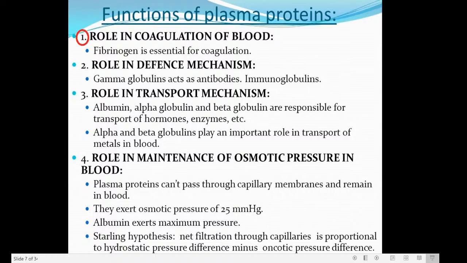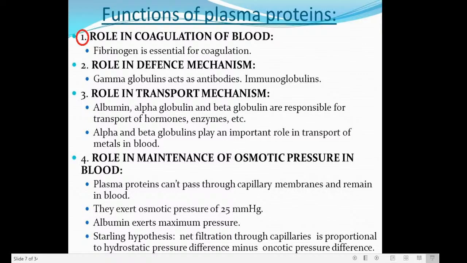Then the role of defense mechanism, this is the gamma globulin, which acts as antibody or immunoglobulin. And the role of transport mechanism, that is albumin. Alpha and beta globulin play an important role in the transport of blood. Then maintenance of osmotic pressure in the blood is a very important thing. In this osmotic pressure, we need to maintain 25 mmHg, and albumin exerts it. If the albumin level is high, it means there is maximum pressure in the blood.